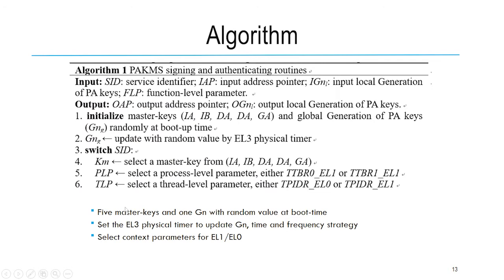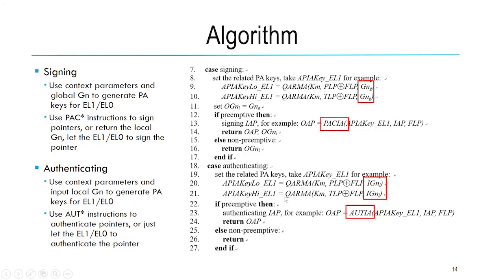Now we will detail the key generation algorithm. After the firmware accomplishes the necessary architecture and platform initialization, PKMS initializes 5 master keys and 1 GN with random values, and at the same time sets up the EL3 physical timer to update GN with some strategy. When PKMS is invoked at runtime, it selects suitable context parameters for EL1 and EL0 according to the service's identifier. Then it goes to the signing and authenticating key generation processes separately.